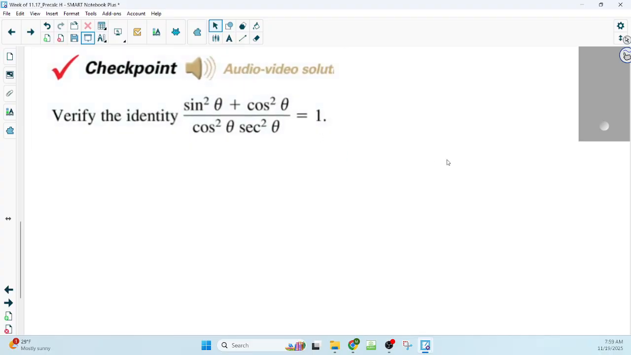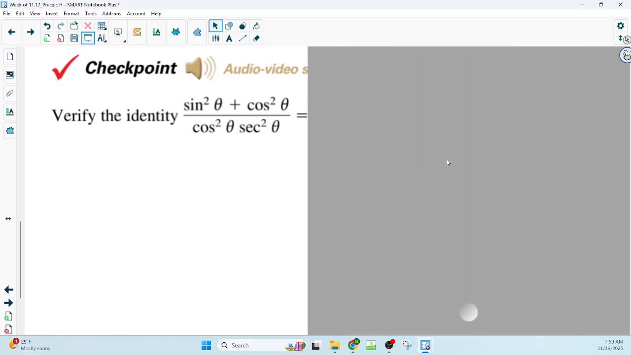Verify this identity. Obviously, you're not going to change the 1. So I think you're going to focus on working on this side of the equation. See if any of that makes sense. If you have a fundamental identity or you can change the sines and cosines, that's always a good idea. So we're just going to pause and try this problem. Okay, friends, so again, make sure you pause the video and try this problem. The answer will appear in just a moment, so please give it a try.